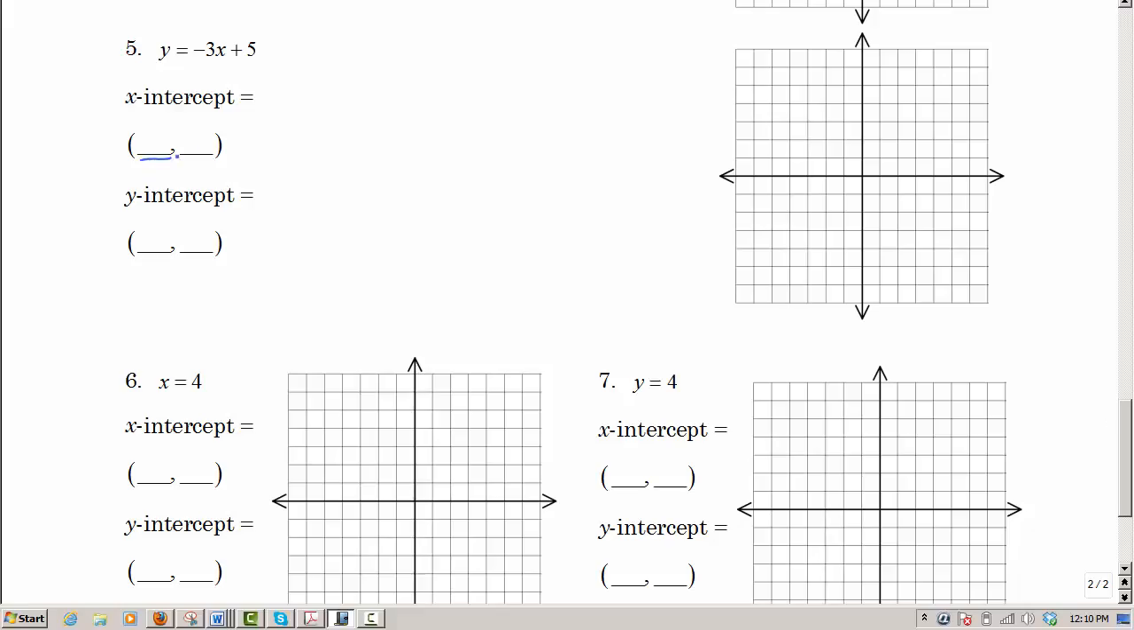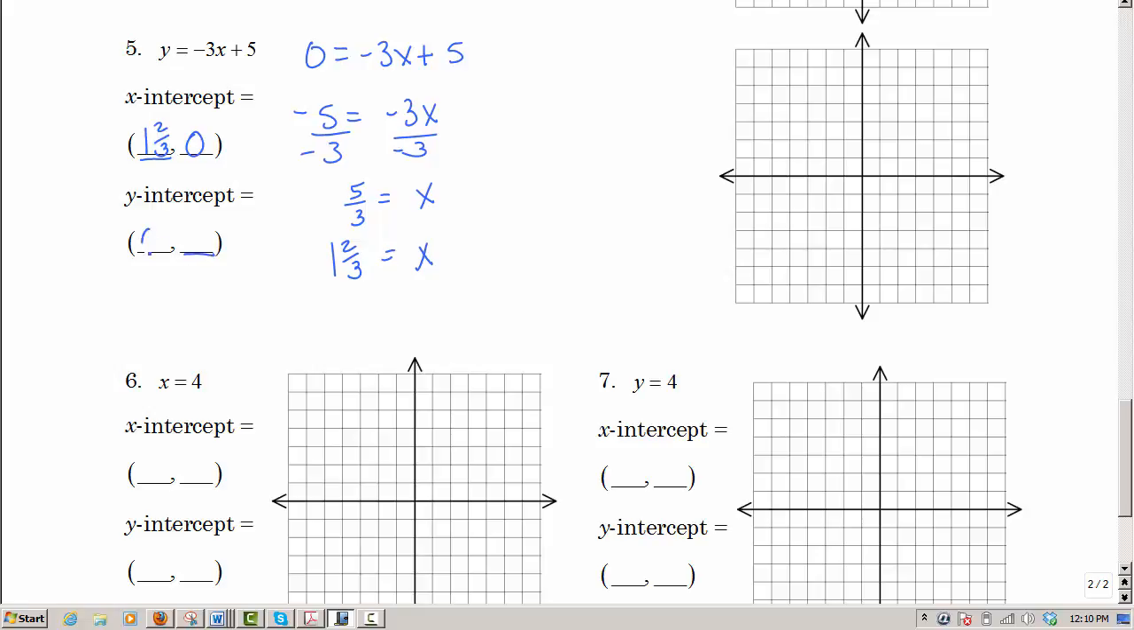Okay, so I want to find x, let y equal to 0. So subtract 5, divide by 3, divide by -3, and I get a positive 5/3. And again, 3 goes into 5 1 with 2 left over. So change it to a mixed number so you kind of know what to count, where to plot it.